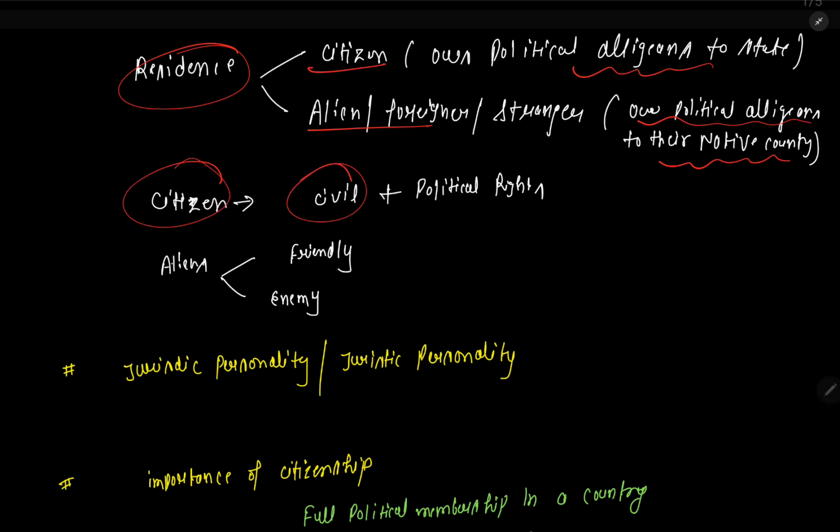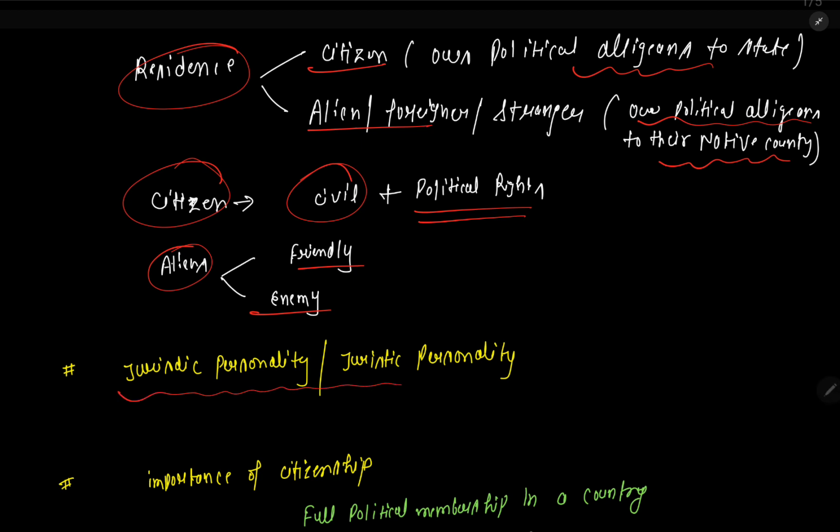Citizens have all the civil and political rights. Clear? And the alien could be of two types also, the friendly and the enemy. Friendly is the alien of that country with which India has good, healthy relations, but the enemy is that country with which India is at war.